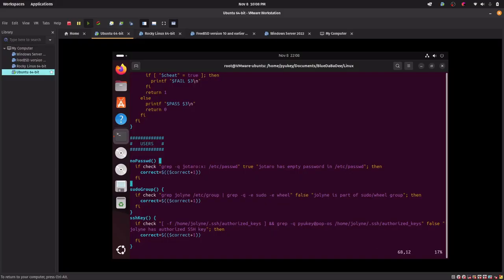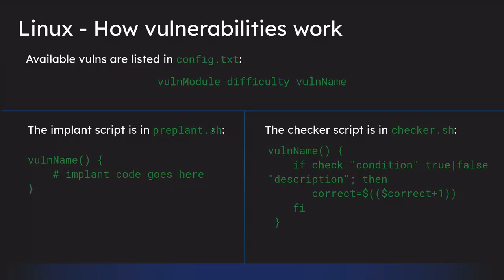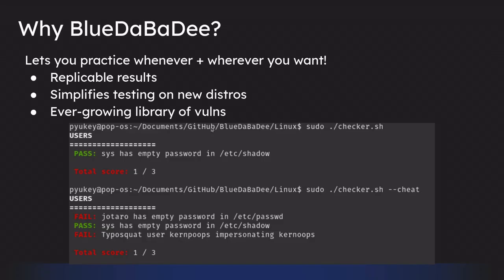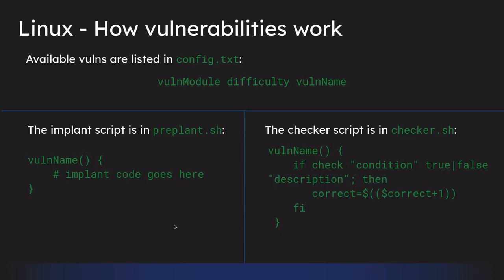And then lastly, you have this string here, which serves as a sort of hint as to what the vulnerability is. So you'll notice if we go back to here, I had these little descriptions. That's what that last string is. So that's how the vulnerabilities work. There's 3 parts to it. The config defines them, the preplant plants it, and the checker checks it. Pretty simple, pretty easy to build on. So that's it for the sysadmin stuff.